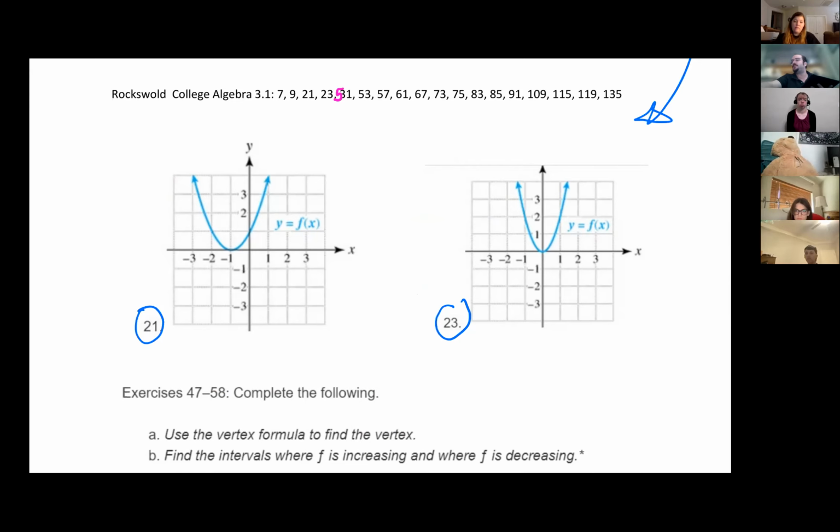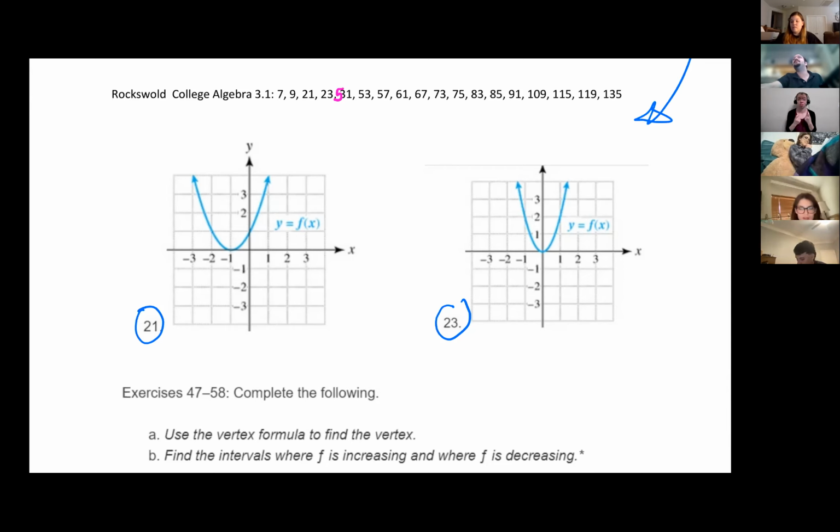So let's do 51, 53 and 61, 67. I'll give y'all some time to work on those. I'll type them in the chat. 51, 53, 61, and 67. Oh, that's not who I meant to send it to. Everyone. All right, any questions before we go to groups?